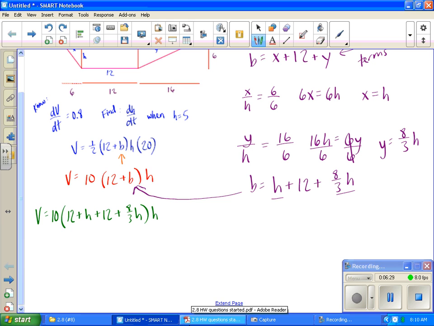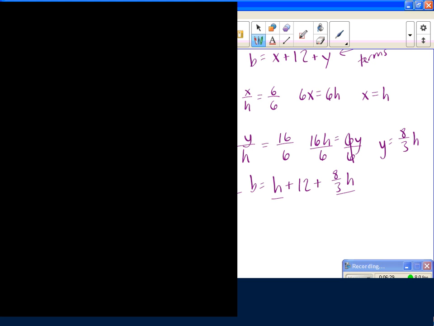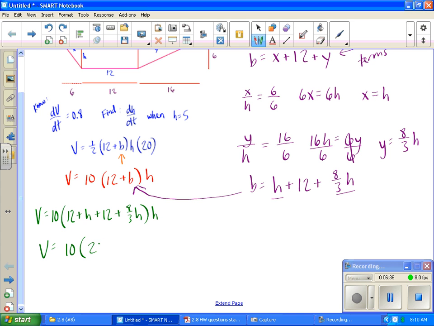I would probably multiply it out, I guess. Let's see, I got 10 times, inside here I got 24 plus 11/3 h, times h. And there's two ways you can do it. You can just leave it as 10h out front and the 24 plus 11/3 h, and then treat it as a product rule. Or you can multiply it through. I think multiplying through is probably going to be cleaner, I guess.